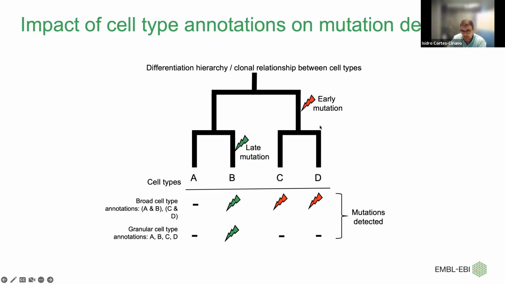So depending on what type of mutations one wants to detect, the granularity of the cell types will need to be adjusted. And this is really something that is informed by the biological question one is interested in.